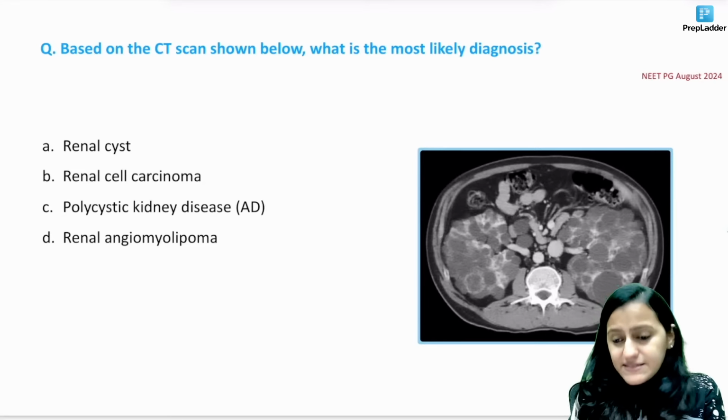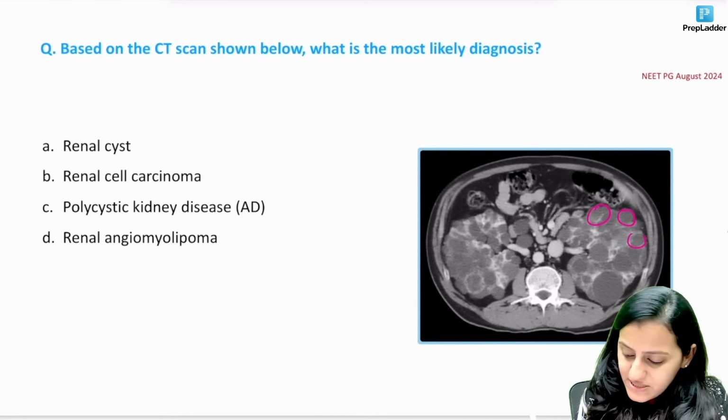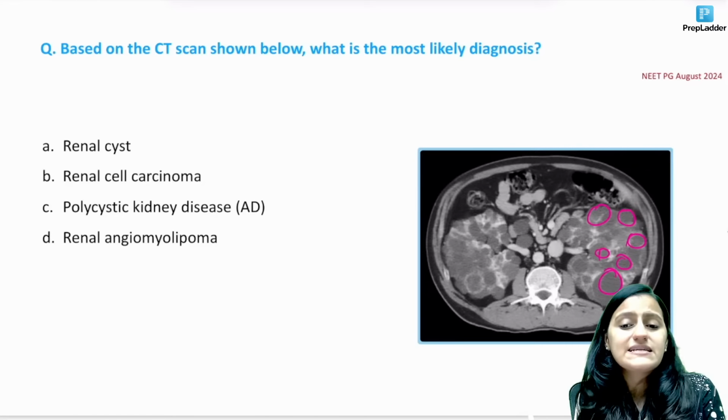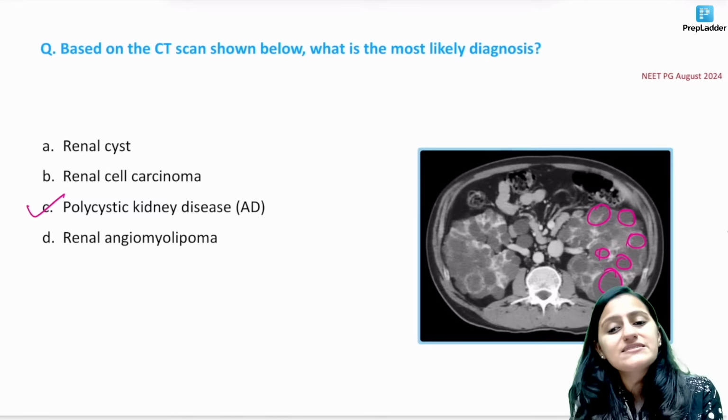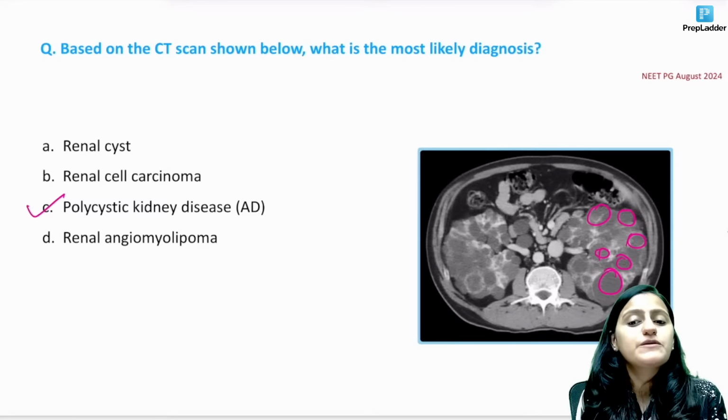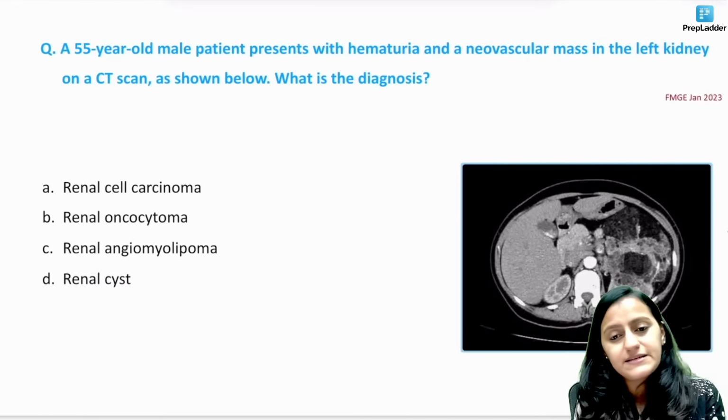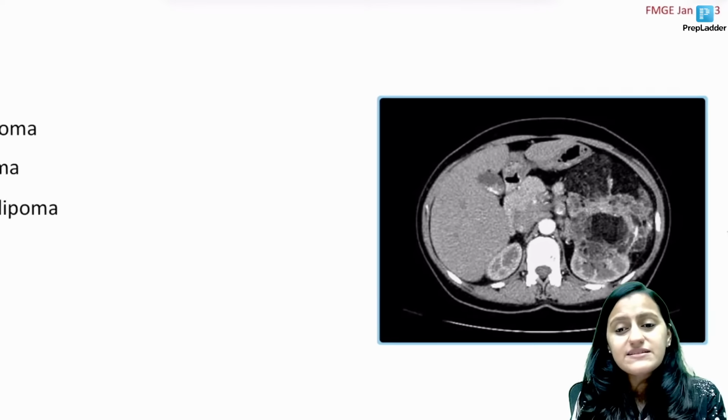Okay. This is where you are seeing multiple lesions in the kidney, fluid containing lesions in both the kidneys. That is where it is going to be polycystic kidney disease. Okay, that's going to be polycystic kidney disease. Correct. And what are you seeing in this image?